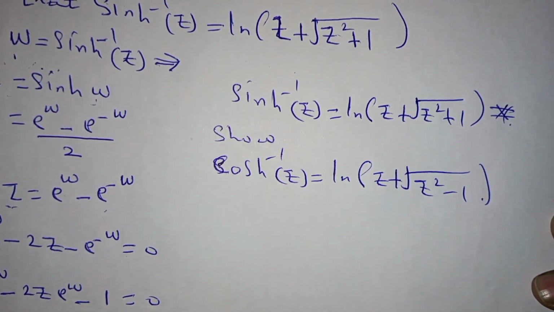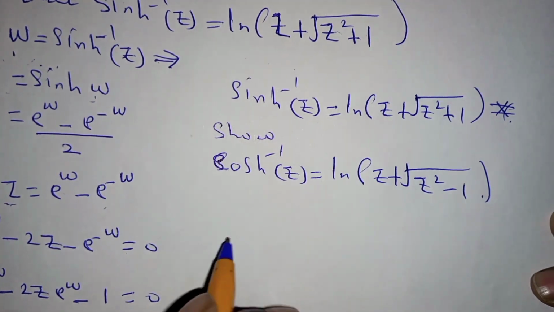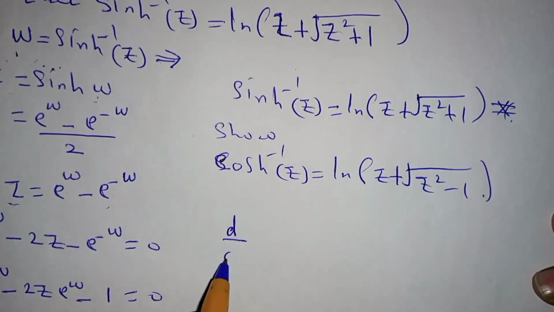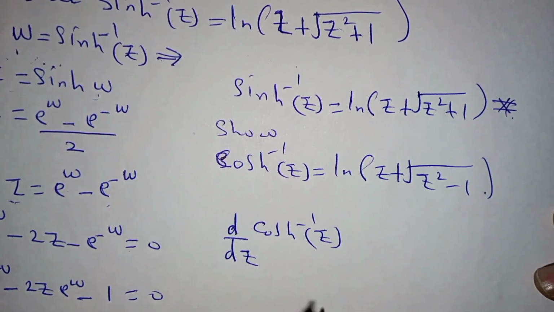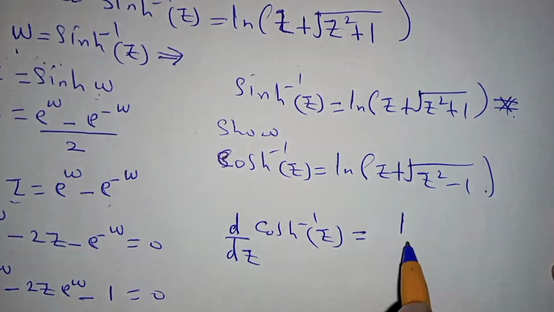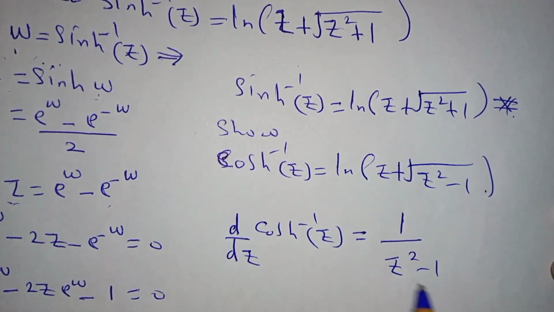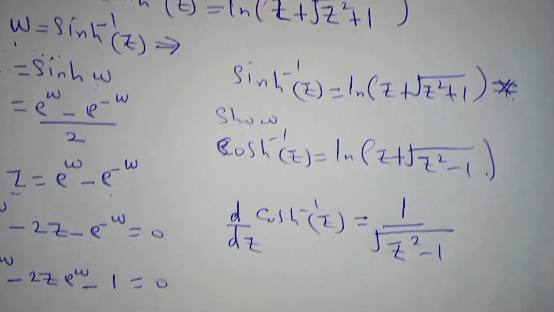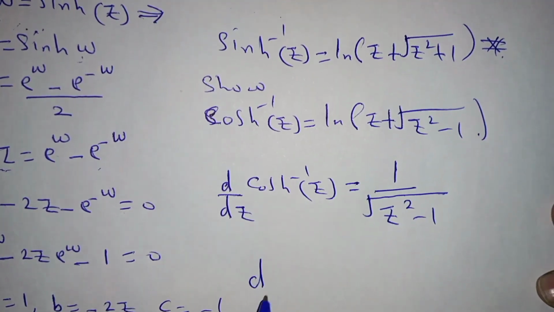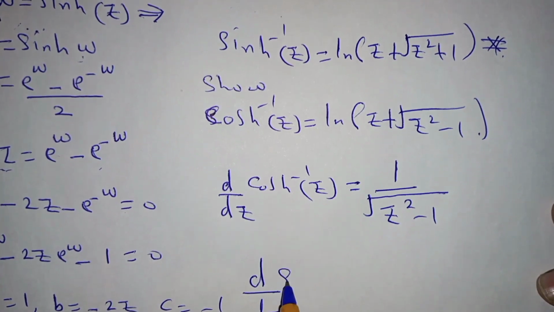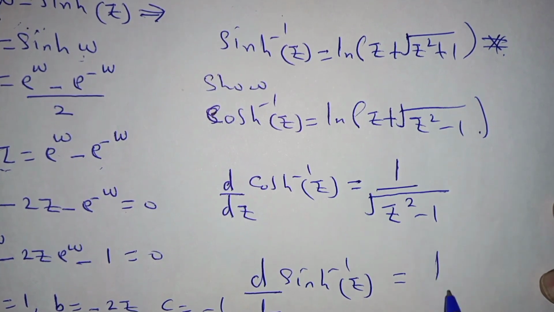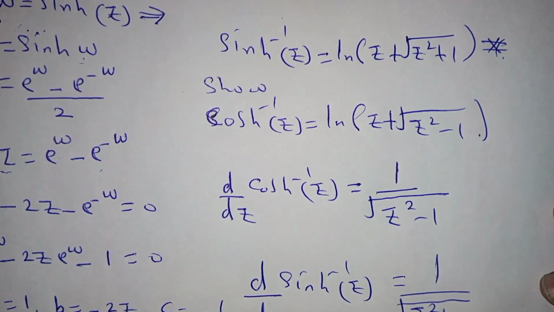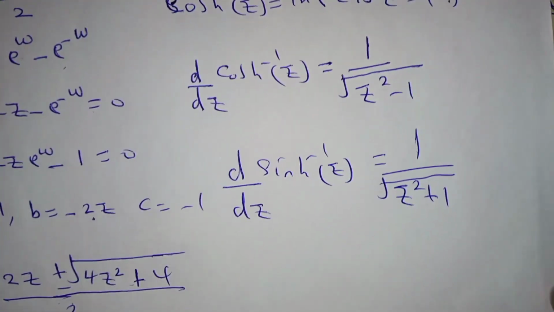Also, in your own time, find the derivative of the hyperbolic cos inverse of z. Find out that the result is the one I have provided for you here. Also find out that the derivative of the hyperbolic sine inverse of z is 1 divided by the square root of that. So do that at your own time.